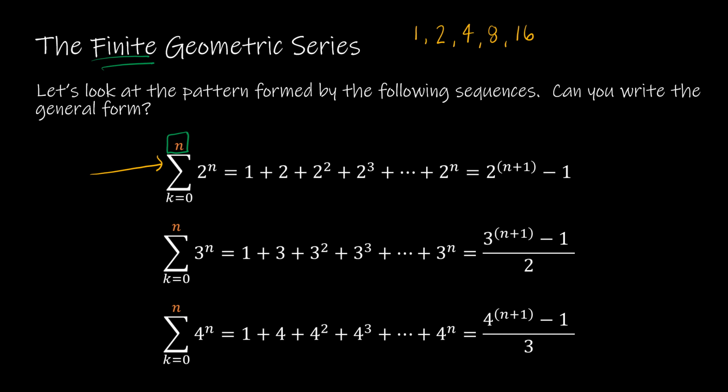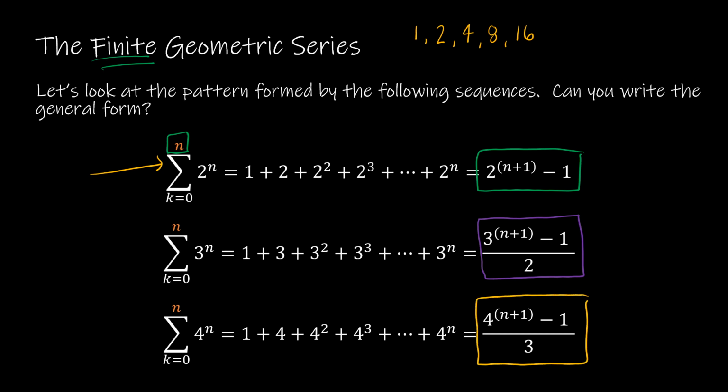So how do I model the summation as k goes from 0 to n of 2 to the k? I model it as 2 to the n plus 1 minus 1. How do I model that for 3 to the k? Well, it's going to give me 3 to the n plus 1 minus 1 over 2. And then again for 4 to the k, I've got 4 to the n plus 1 minus 1 divided by 3. So my question is, can we have some sort of general solution based on whatever the base is of our geometric series? So 2, 3, 4, and so on.